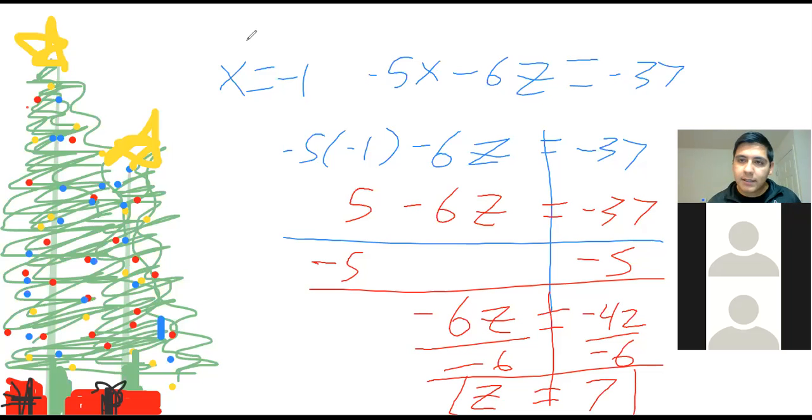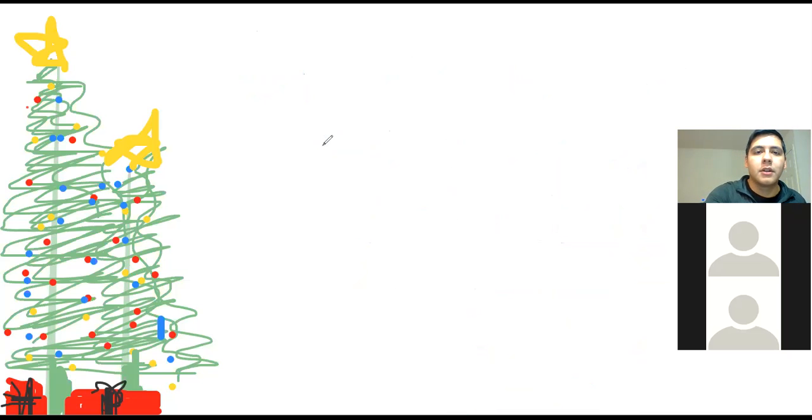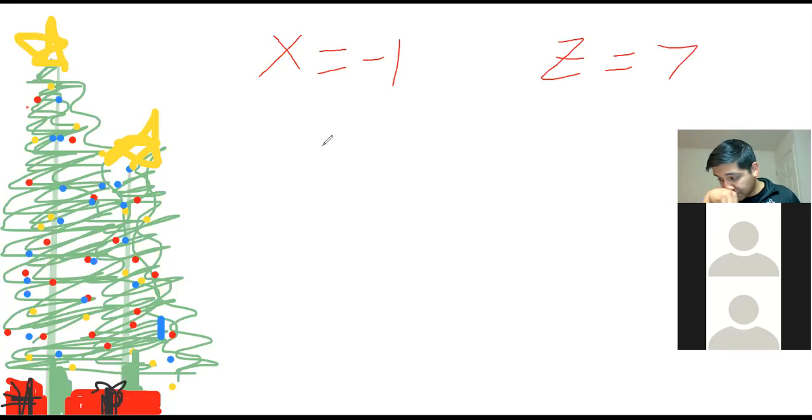And that is our Z. So now we have our X and now we have our Z. So now that we have both of those variables, what do you guys think we should do for the last variable? Throw it in the trash? Throw it in the trash? I mean, that might work. I'm not sure. So we already know that X is equal to -1. We already know that Z is equal to 7.